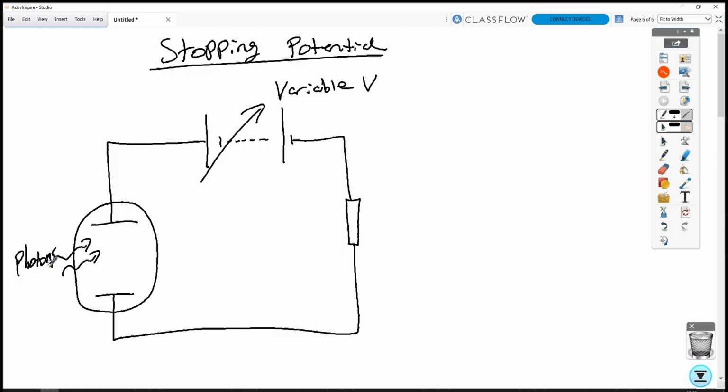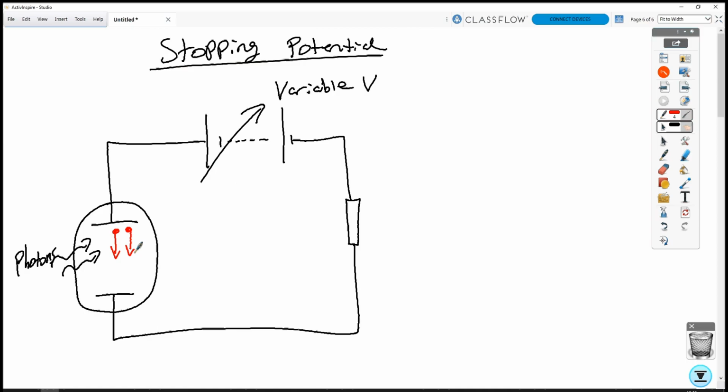Now, if we ignore the variable potential difference, or the variable power supply in this example, and we just assumed it was a circuit with no power supply, by shining light onto one of those plates, if that light was above the threshold frequency, that will emit photoelectrons. So that would cause electrons to leave that plate and fly towards the bottom plate.